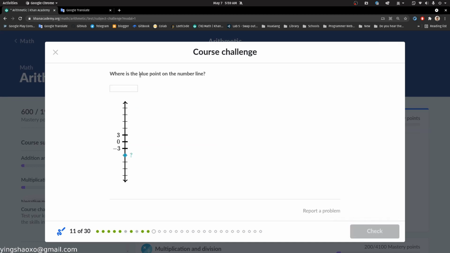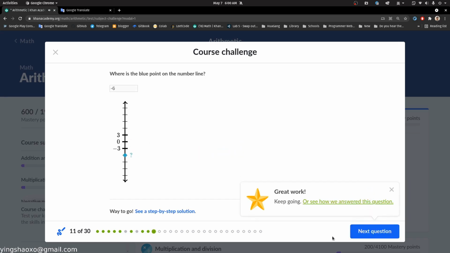Alright, let's go on. Where is the blue point on the number line? For each interval, it's equal to 3. And in the negative direction, we got 2 intervals. So that would be 2 times 3. Oh, minus 2 times 3. That would be equal to negative 6. Oh yeah, let's go on.